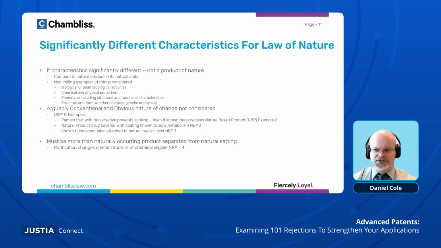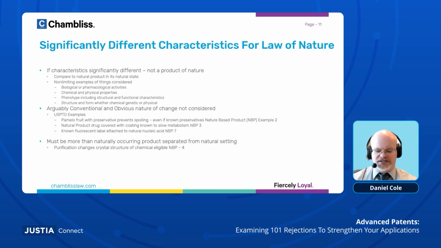Now, arguably, you might run into problems later if what you do is obvious and conventional, because when they're looking at these significantly different characteristics, they don't consider that. But as you know, they're going to consider this when they go down the line. The USPTO has some great examples, but these examples are only about getting around this exception by showing that you have significantly different characteristics from the product in nature.